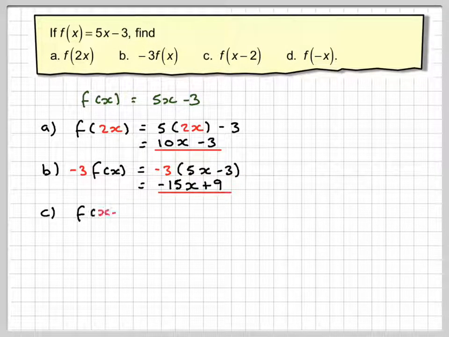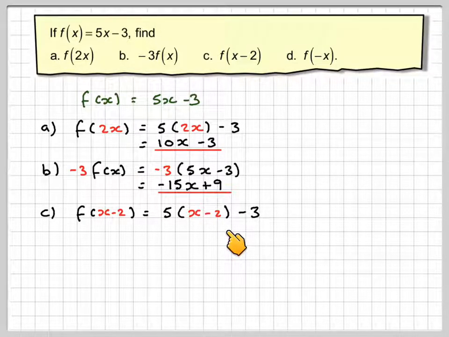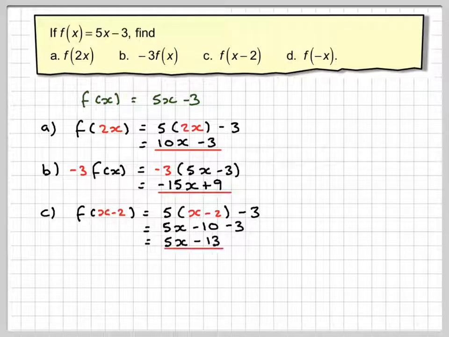C, f of x minus 2. So this now means wherever there's an x in this, we now replace it with x minus 2. So it's going to be 5 brackets x minus 2, take away 3. Expanding this bracket here first, we're going to get 5x minus 10, 5 times minus 2, minus 3. Collecting these two terms together here, we're going to have 5x there, minus 13.